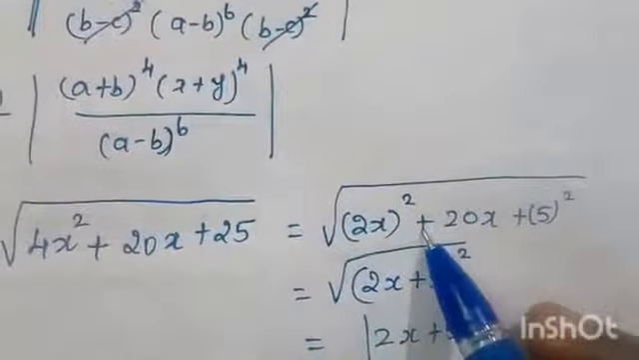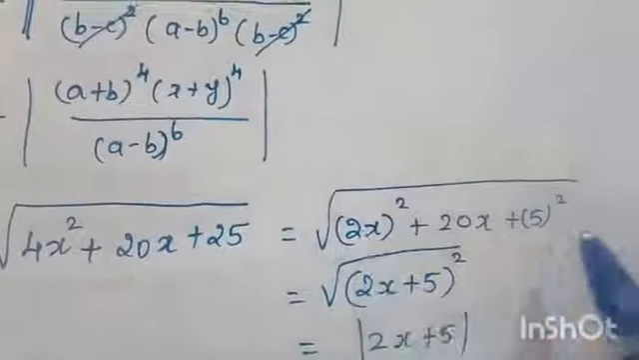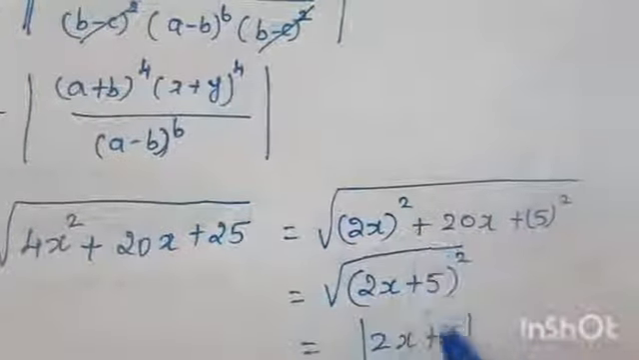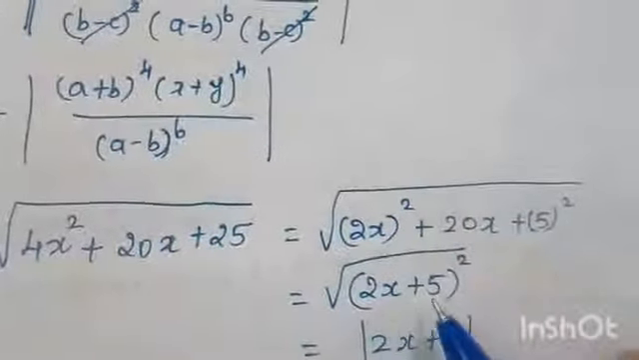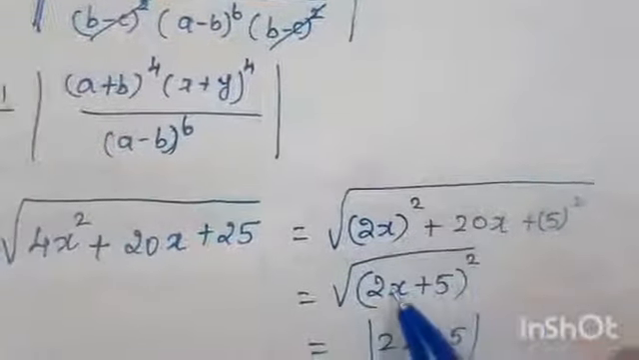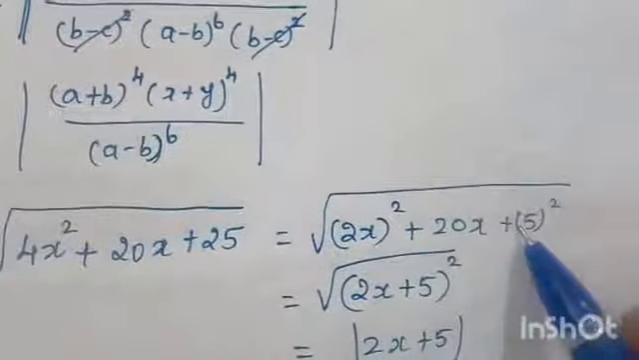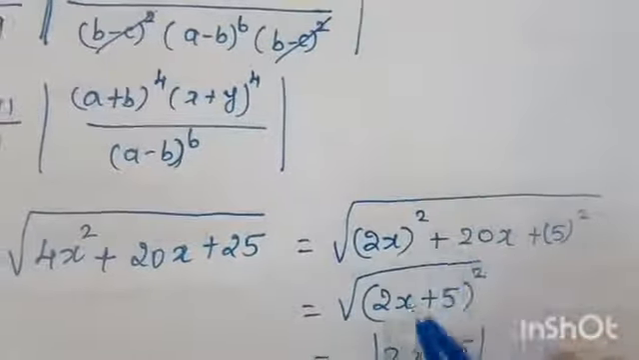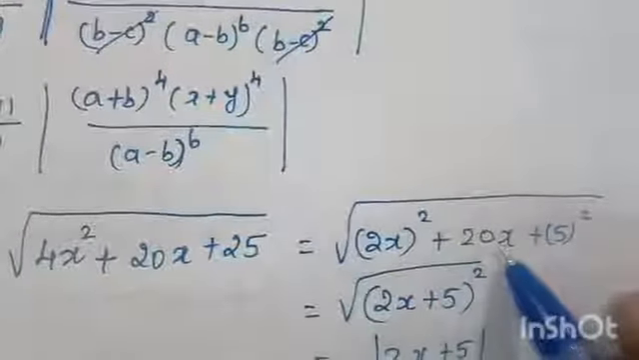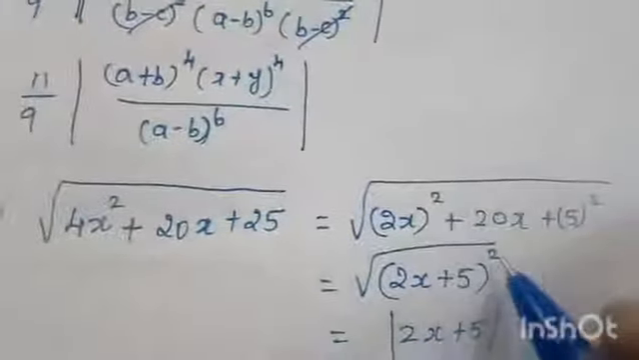In the middle we have a plus symbol. So using the first term, last term and this symbol, we find the identity (2x + 5)². Now you have to check a² + b² + 2ab: 2 into 2x into 5 is 20x. So now you have to take the square root.